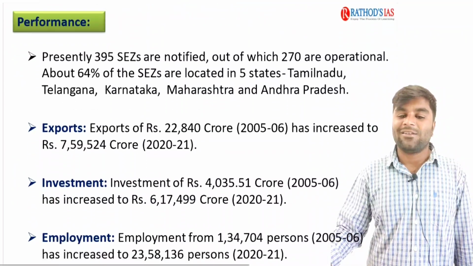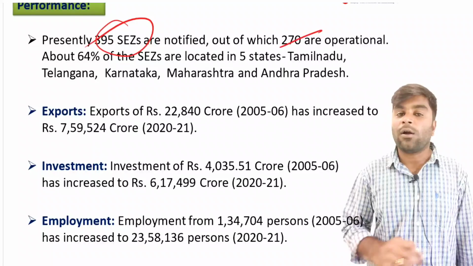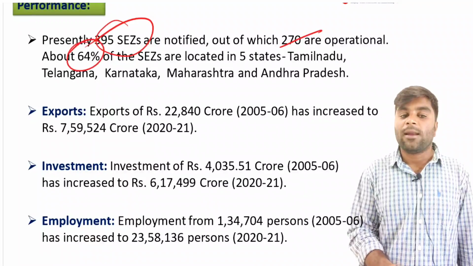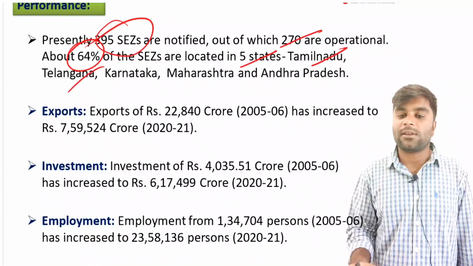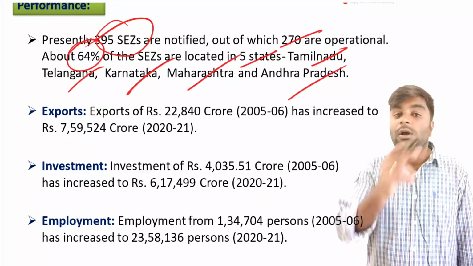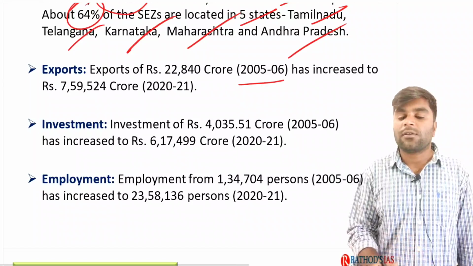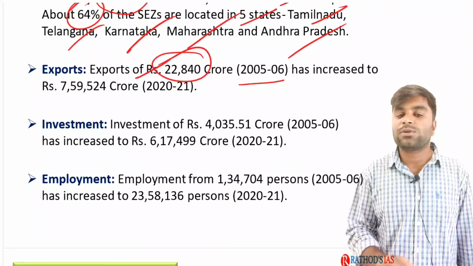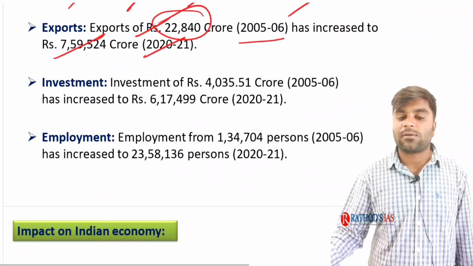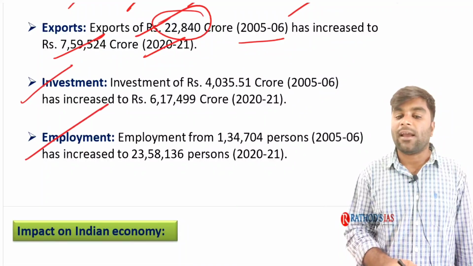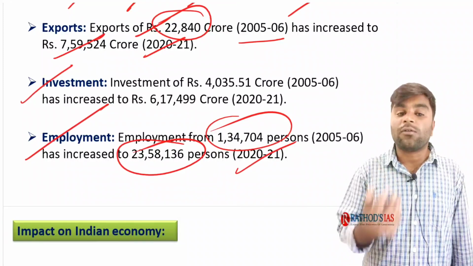Next, when we look at the performance, presently about 395 SEZs are notified, and according to the latest data, 270 are operational, and about 65% of the SEZs are located in 5 states. This trend analysis is very important, guys: Tamil Nadu, Telangana, Karnataka, Maharashtra and Andhra Pradesh, particularly these coastal states. When we look at the exports, at the time of notification the exports from the SEZs were around 22,840 crores, and they increased to 7 lakh crores by 2020-21. Similarly, investments also increased, and exports increased to 23 lakh crores from 1,30,000 crores when they were notified in the country.